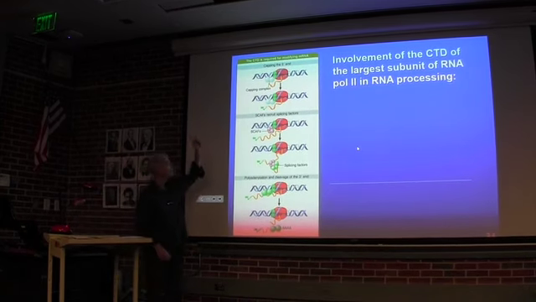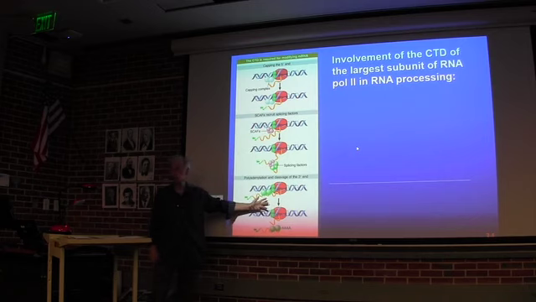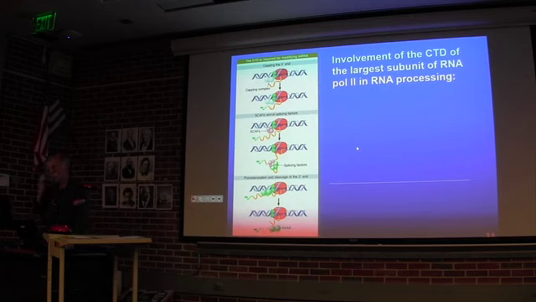Cap, intron splicing, termination, poly A. The CTD has to be phosphorylated before these complexes have affinity.